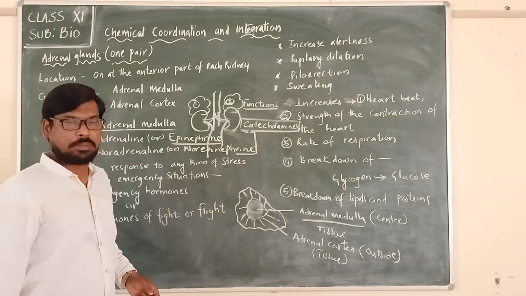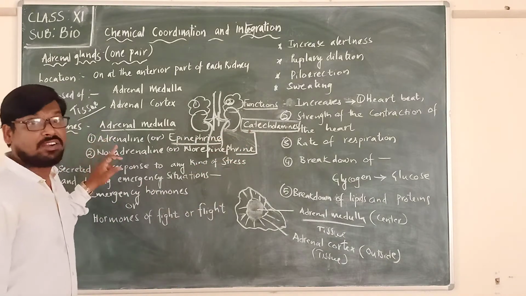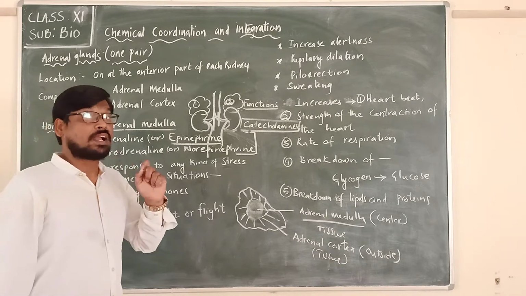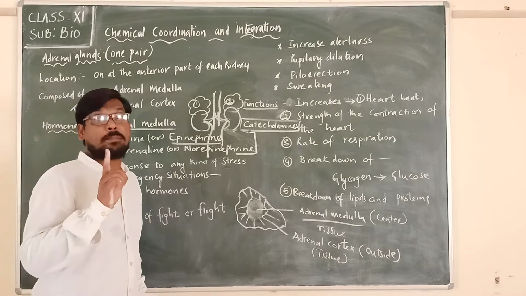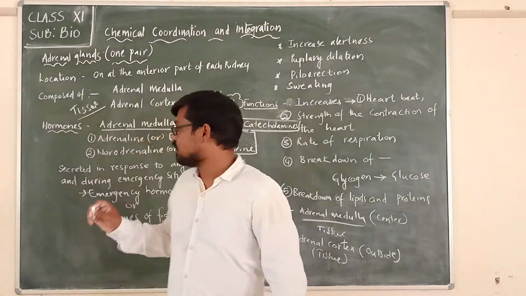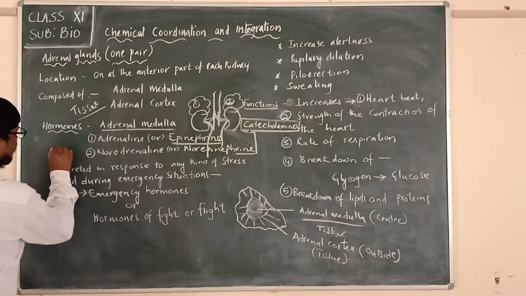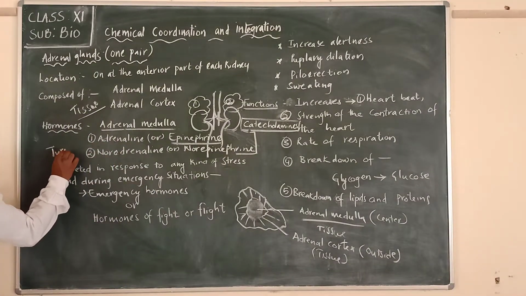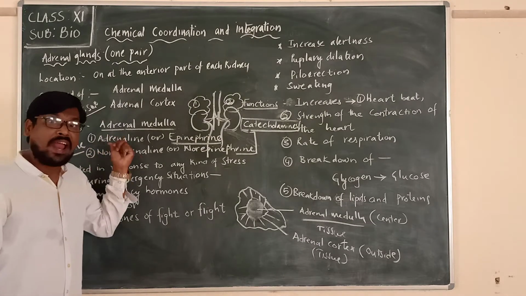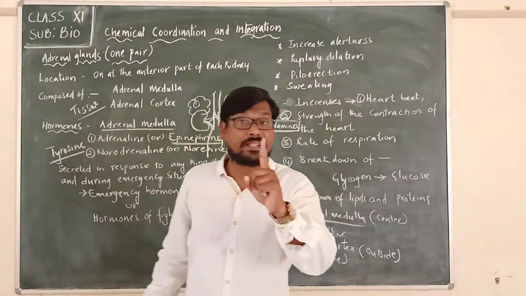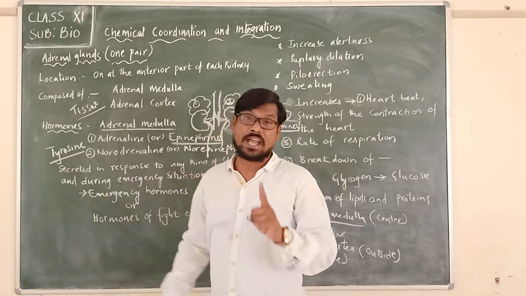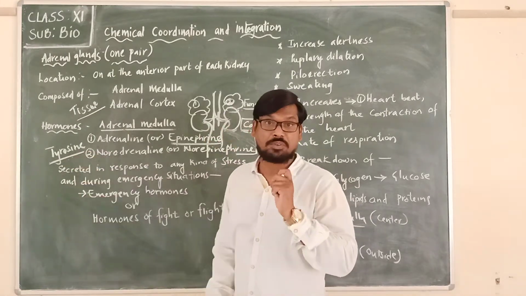And one more point you have to remember is that adrenaline and noradrenaline are composed of one important amino acid called tyrosine. So remember that both adrenaline and noradrenaline contain the very important amino acid tyrosine.